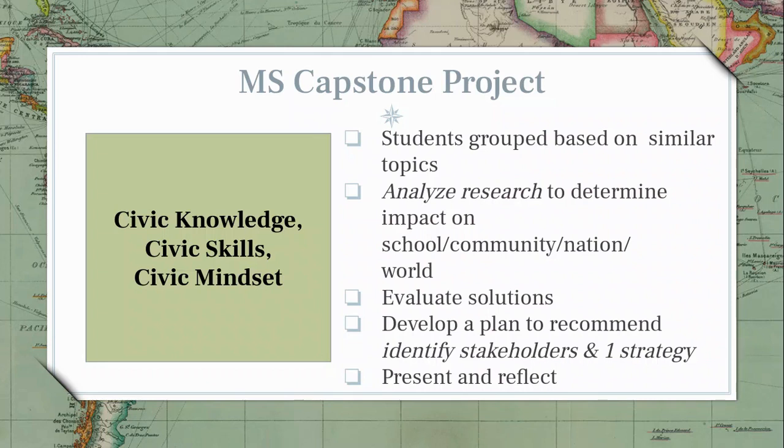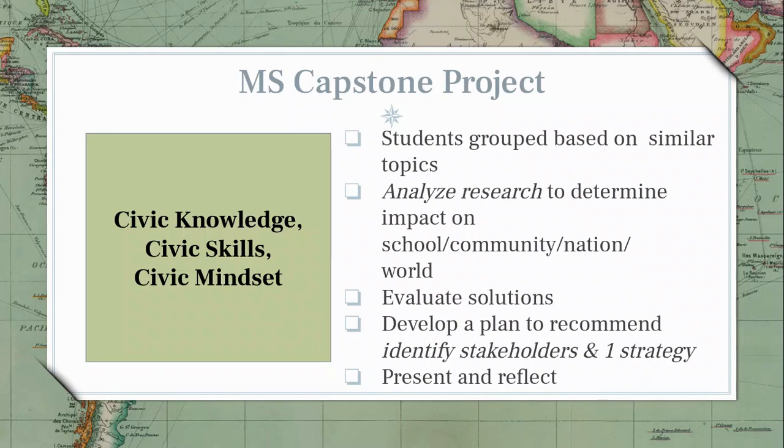And then the next step kind of will flow through the essential elements. So the students are going to collectively analyze the research that they already have done with the Change the World research paper. They're going to pool their research and they're going to look to determine the important impact that their issue has either at the school level, the community level, the national level, or even in the world.